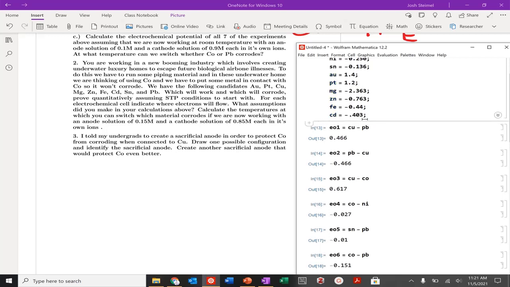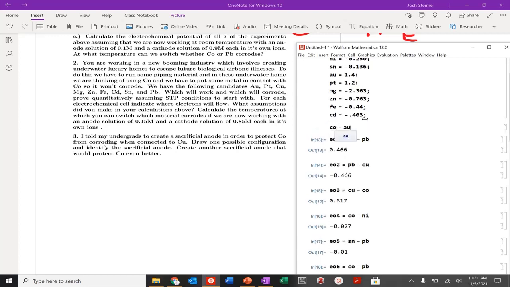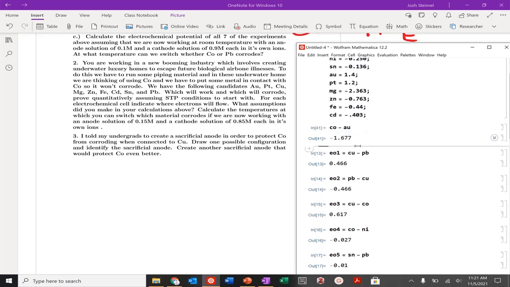So again, we're trying to figure out if it will corrode. I'm going to set up, we want to make sure in this problem that Co does not corrode. So Co has to be basically our cathode material. If I set that as my cathode, so Co minus Au, this is negative, so electrons are flowing the other way, so this will not work. So Co will corrode. If it's negative, it is going to corrode.